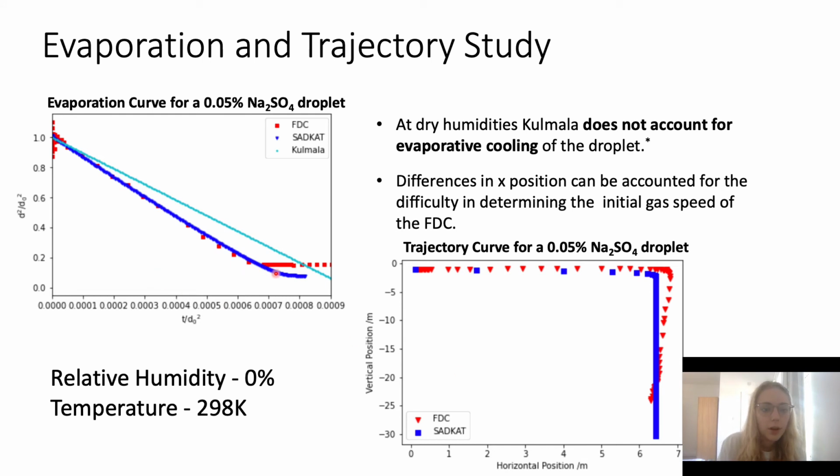The falling droplet column fit well with the new SADCAP model. However, the Kulmala fit poorly. This is because at dry humidities, the Kulmala does not account for evaporative cooling of the droplet, leading to deviations. The trajectory also fit well between the falling droplet column and SADCAP, and the difference in the X position here can be accounted for by the difficulty in determining the initial gas speed of the falling droplet column.